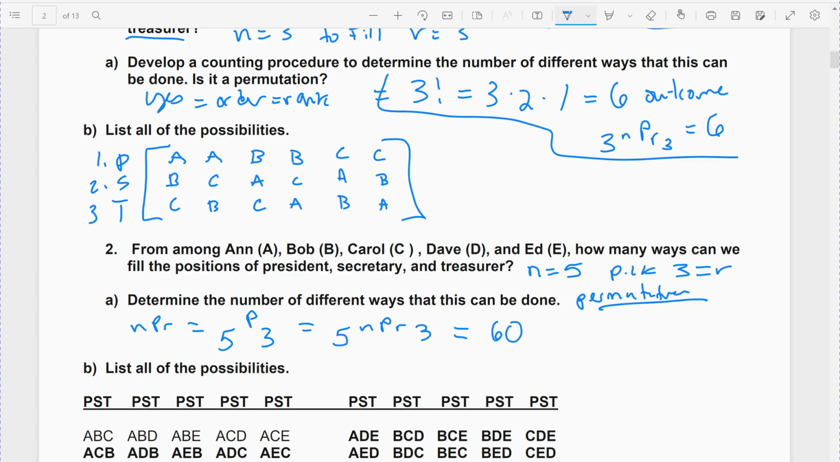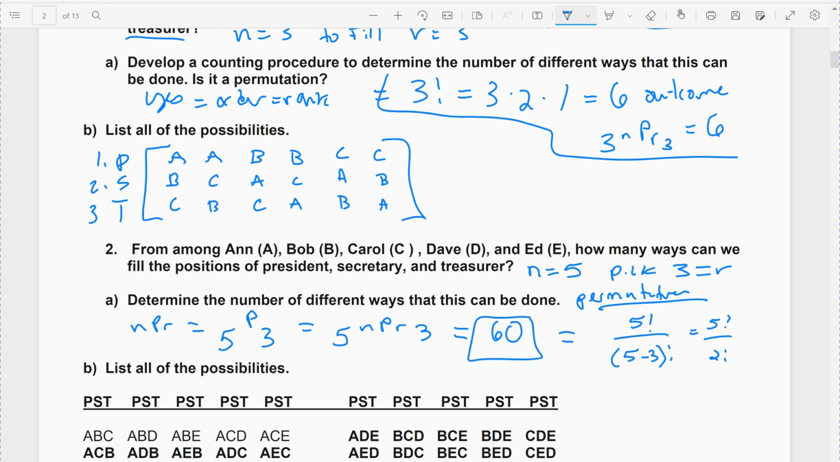Or you could technically also fill out the formula if you wanted to. So that would be 5 factorial over 5 minus 3 factorial. Should give you the same answer. Should give you 60. There are 60 ways to take.